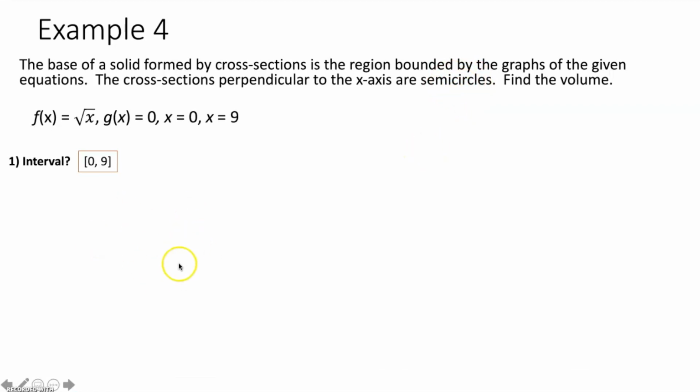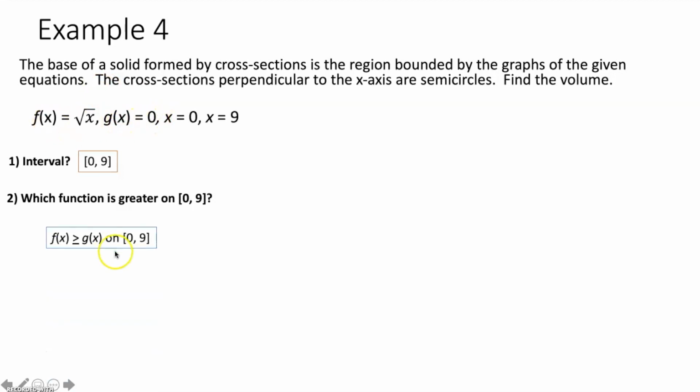Now if you recall from our figure before, our semicircle starts at the x-axis and goes up to the function f of x is equal to rad x, meaning on our given interval, f of x is clearly going to be above the x-axis. So f of x is going to be greater than or equal to g of x. So how does this help us? Well, it's going to help us in determining the radius of our semicircle. So let me show you how this works.